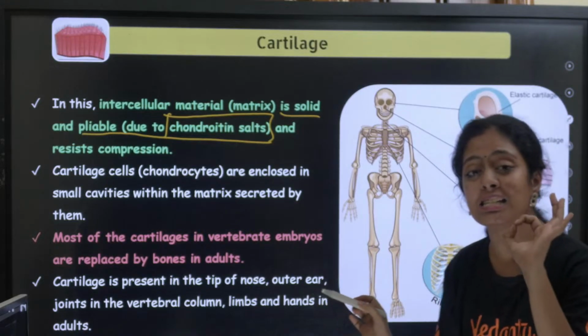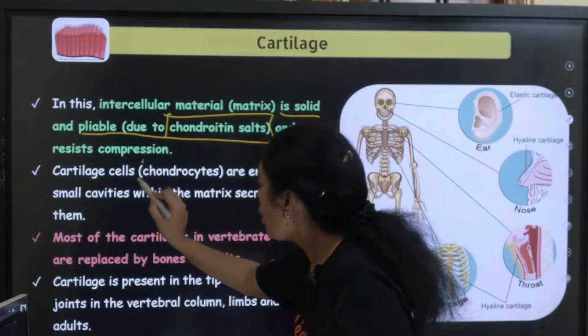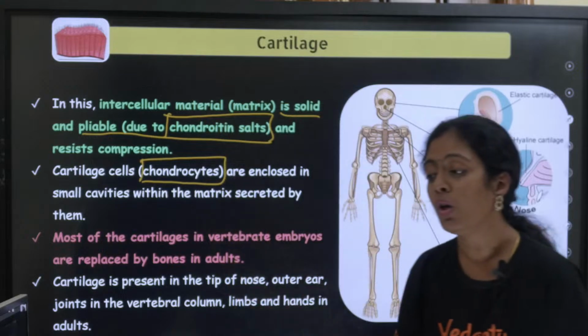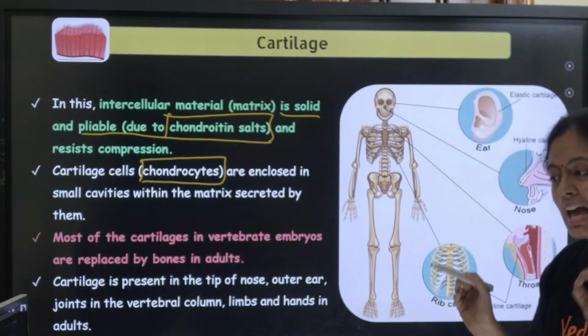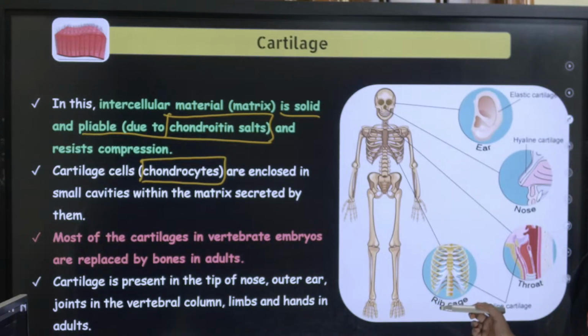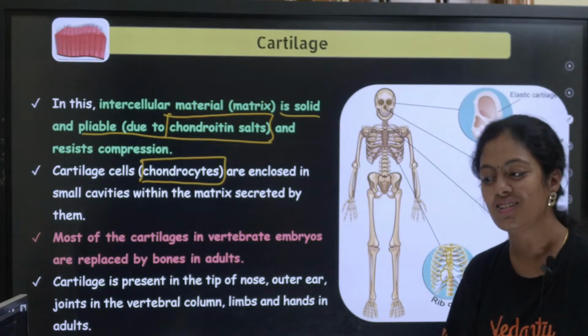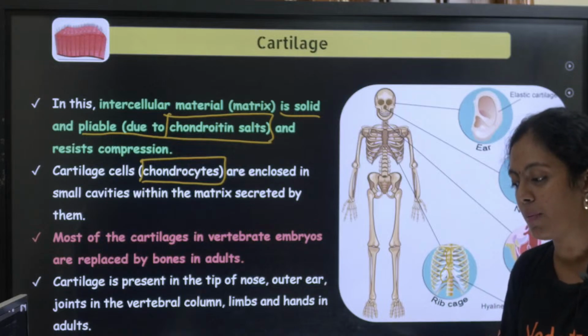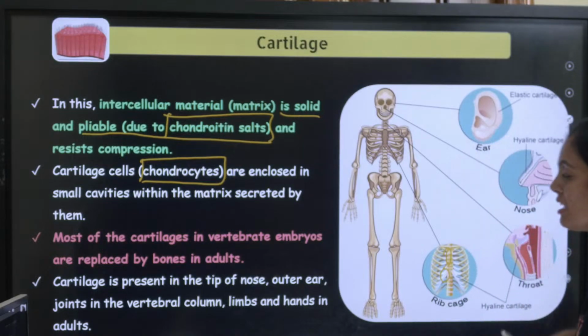Okay, so the cartilage cells, what do we call the cells? We call them chondrocytes. They are enclosed in small cavities within the matrix secreted by them. Look, it is present in your ears, in hyaline cartilage, then you have it in your throat here and you have your rib cage. How are they articulating? They are all articulating via your cartilage. Okay, a very very important point. Yes, if cartilage is clear.